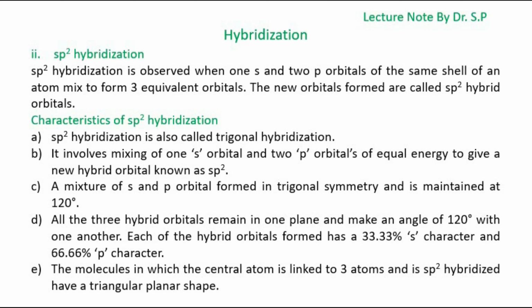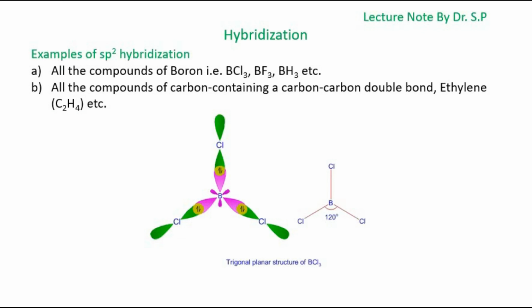Each of the hybrid orbitals formed has a 33.33% s character and 66.66% p character. The molecules in which the central atom is linked to three atoms and is sp2 hybridized have a triangular planar shape. Examples of sp2 hybridization.